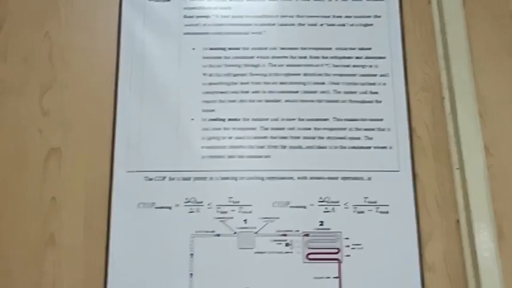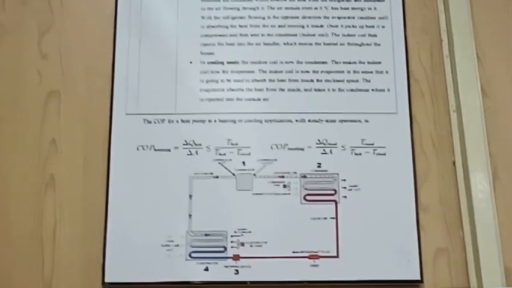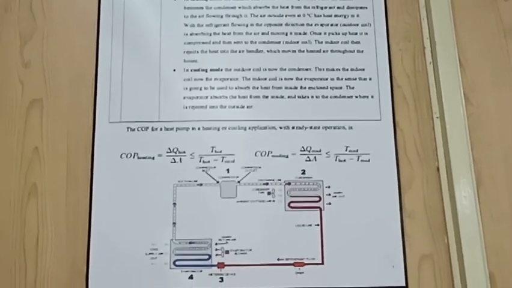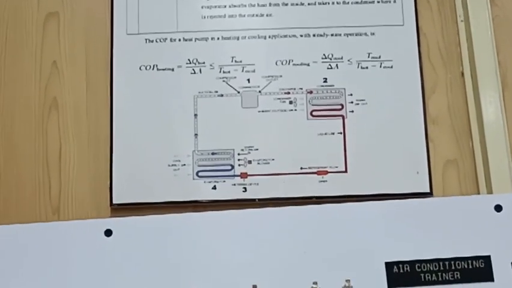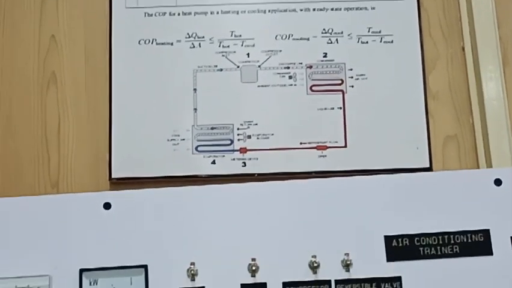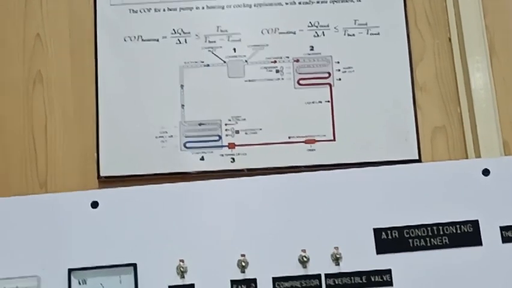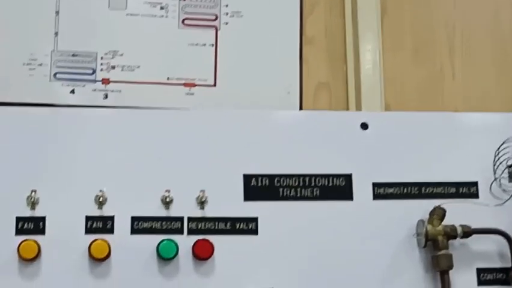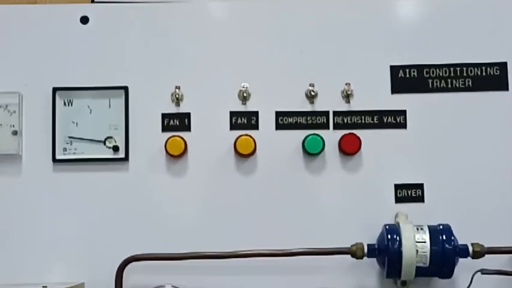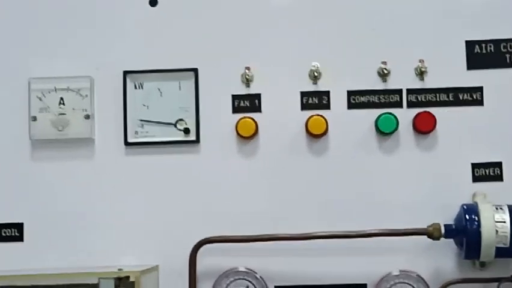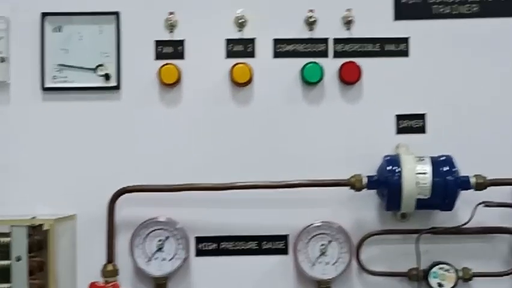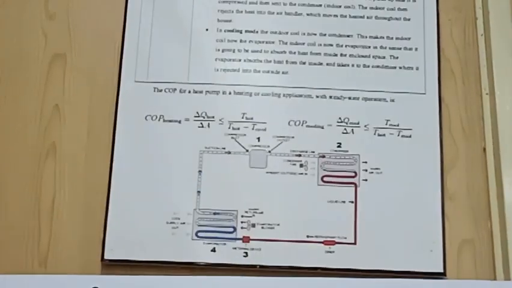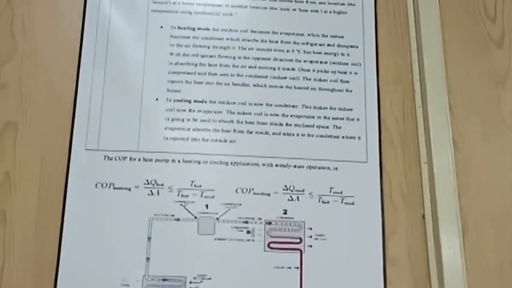Okay, sometimes in the summer we need cooling mode in the indoor unit. So in this case, because in summer we want cooling in our indoor section and we want to remove heat from the indoor section, our evaporator will be acting as a cooling element indoors in the room, and the condensation unit, the condenser unit, will be outdoors. So it will be cooling mode.